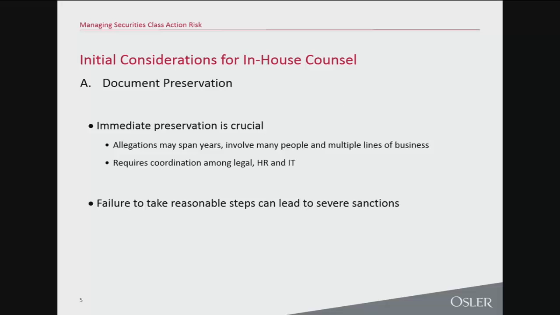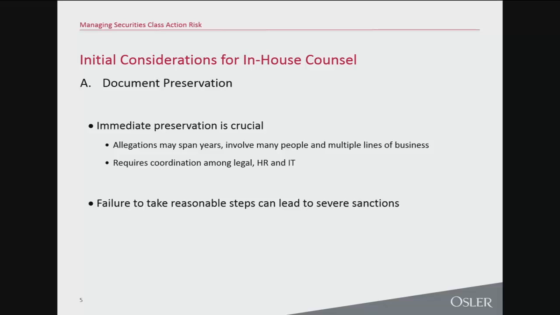I'd like to now turn to what steps the company should take at the outset once they are aware of a potential securities class action, or a securities class action has been filed on one or both sides of the border. The first topic I'd like to address is document preservation. And I can't hear people that are participating in the conference, but I'm sure that elicited a collective groan because document management issues are not anyone's favorite topic, even securities litigators.